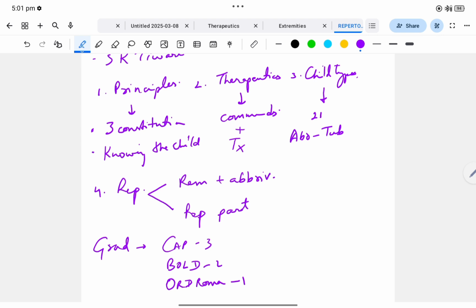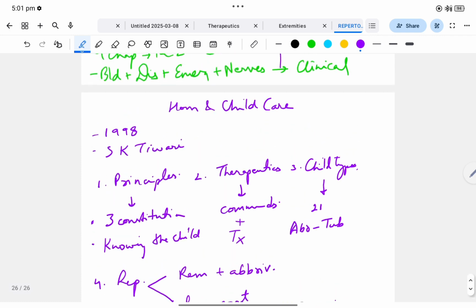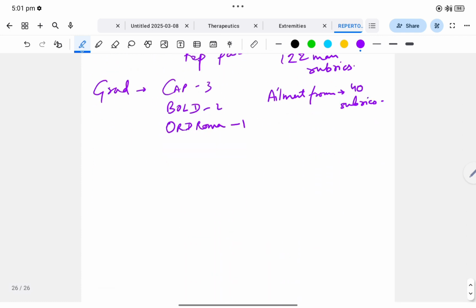All the rubrics are arranged alphabetically. There are 122 main rubrics in this repertory, and a rubric that is ailments from itself has 40 sub rubrics. This was about the homeopathy and child care. Now we will see important points of the Phoenix repertory.